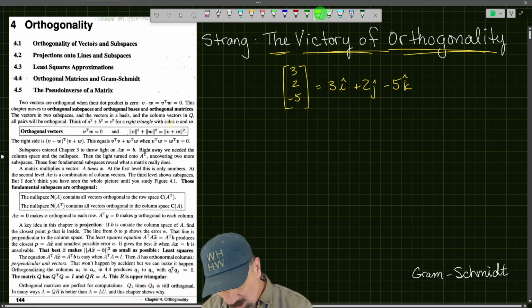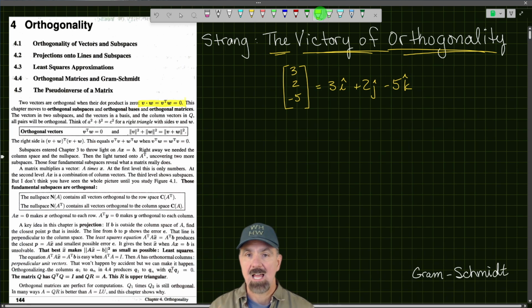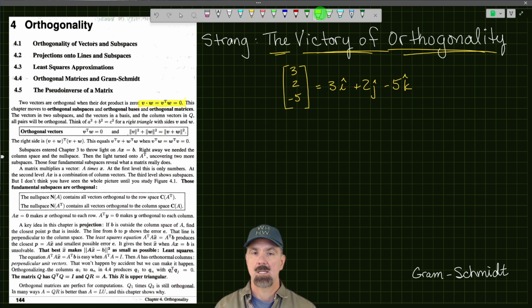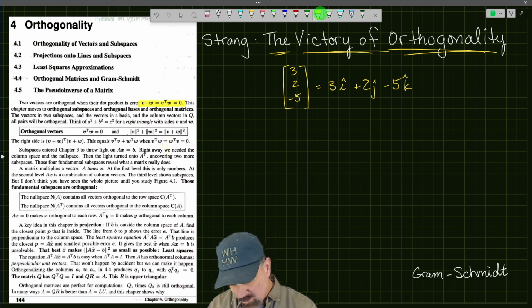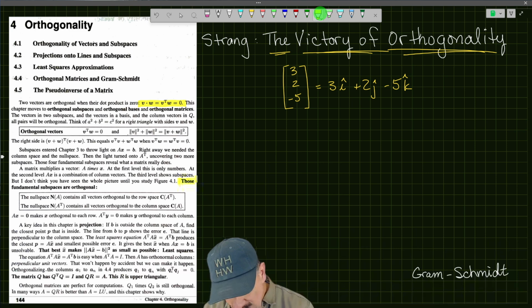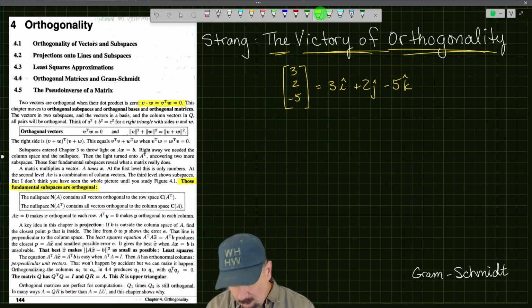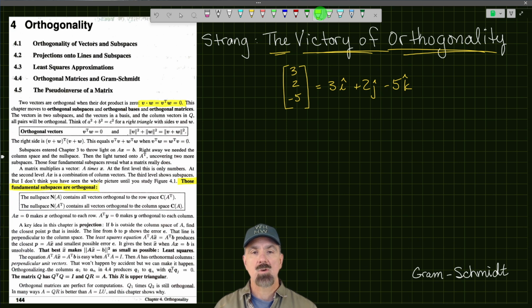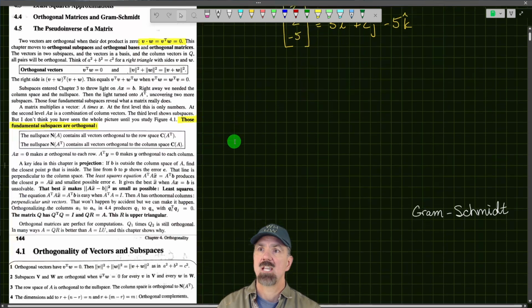First things first, let's take a look at what Strang tells us. The definition of orthogonality is exactly the same as we talked about previously. We're just going to use the dot product to see if that's equal to 0. If it is, we have orthogonal vectors. There's a little bit more information which we will cover when it comes to the Pythagorean theorem. What we want to realize is that we have a concept of orthogonality for subspaces, so not just for vectors, but for entire subspaces. We're going to dig into this a little bit more as we have conversations today.